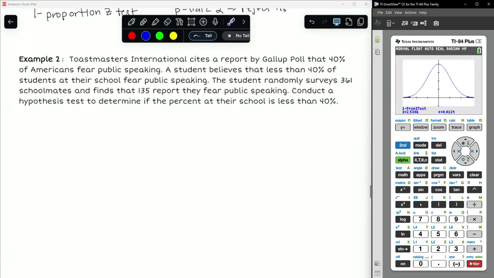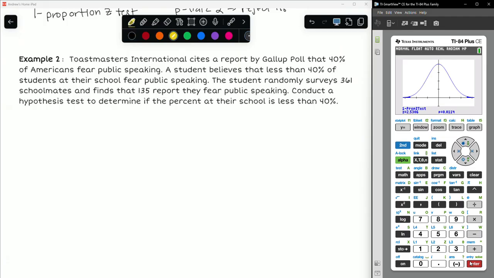All right, let's try one more. The next one says Toastmasters International cites a report by Gallup poll that 40% of Americans fear public speaking. A student believes that less than 40% of students at their school fear public speaking. The student randomly surveys 361 schoolmates and finds that 135 report they fear public speaking. Conduct a hypothesis test to determine if the percent at their school is less than 40%.